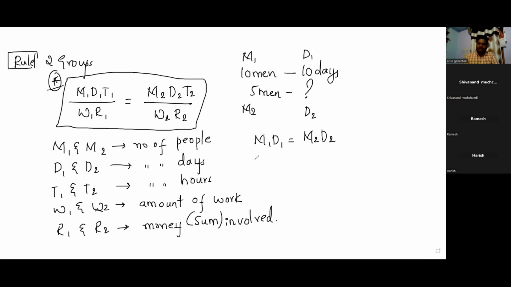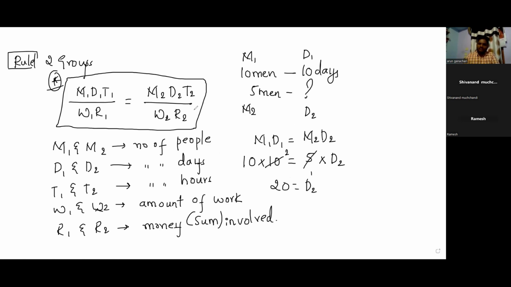Getting this? What is M1? M1 is 10. D1 is also 10. What is M2? M2 is 5. We want D2. 5 ones are 5, 5 twos are 10. So D2 is equal to how much? 20. Understanding this? From the main formula, we can reduce it to whatever details we have. Can you understand what we are doing here? Yes, sir. Okay.